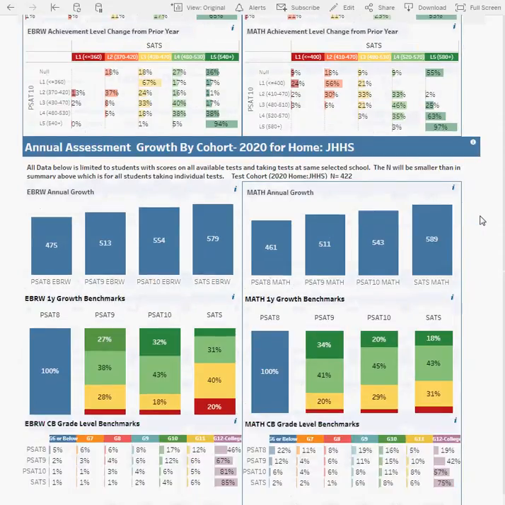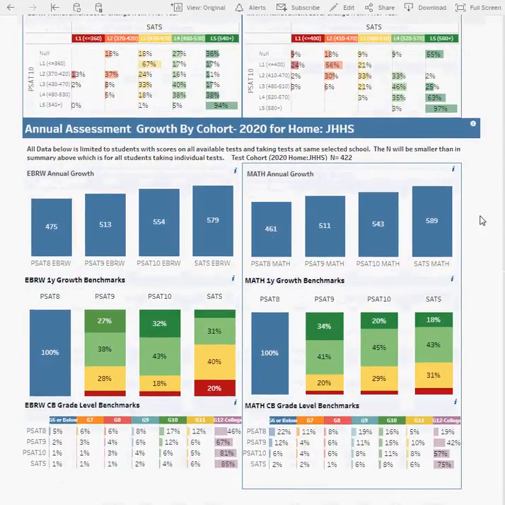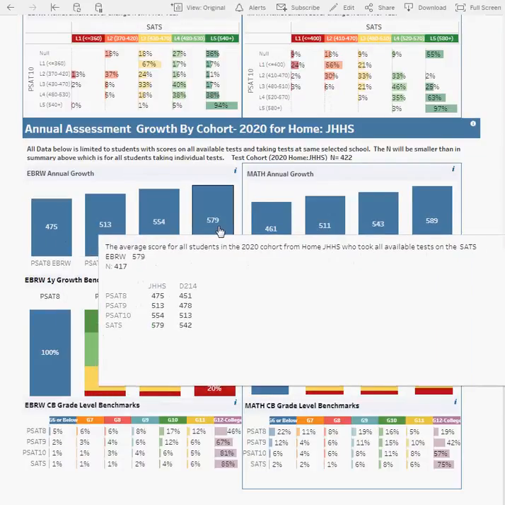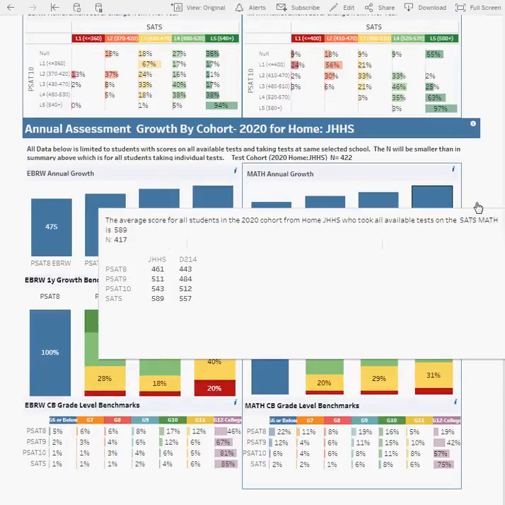On the bottom of this data, we're showing growth and trend data. This data is limited to students who took all of the tests on time that they could have taken that are being compared. So when we look at the 2020, which is the first cohort that has all of this data, then we see that this would be only the students who took the 8, the 9, the 10, and the SAT all at the same time. If you hover over this, you can see what the mean was and how it's grown over time. And if you hover over it, you can see the comparison to the district average.